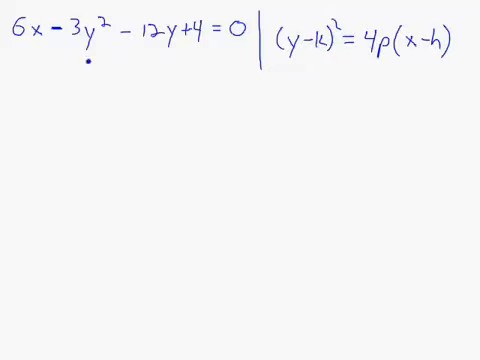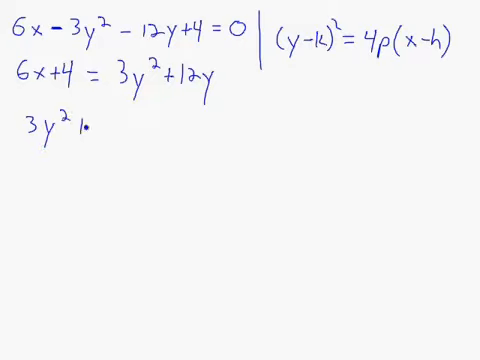And the first step is to get anything with y squared or y in it by itself on one side of the equation. So to do that, I'm going to move the 3y squared and the 12y to the right-hand side. And I'll get 6x plus 4 on the left-hand side equals 3y squared plus 12y. Or if we want to keep y on the left-hand side, not that it really matters, we could rewrite it like this.